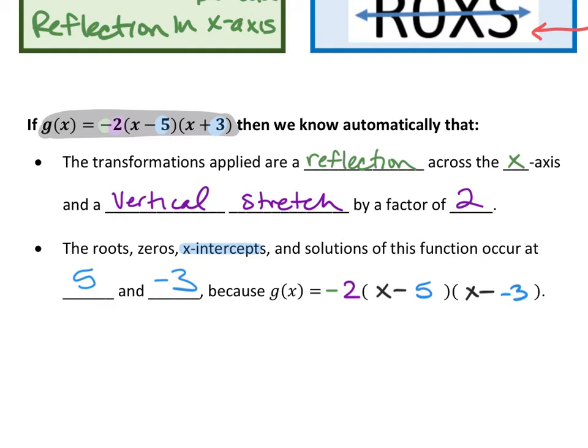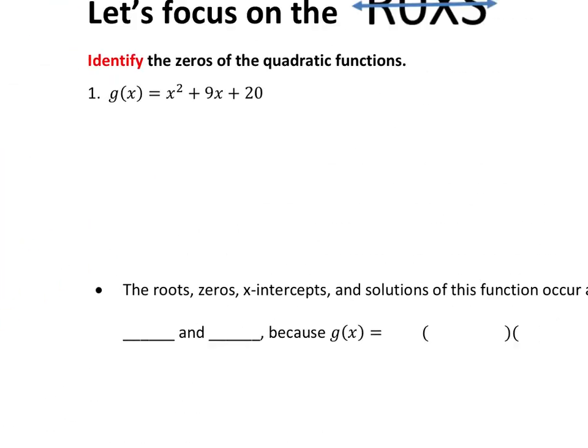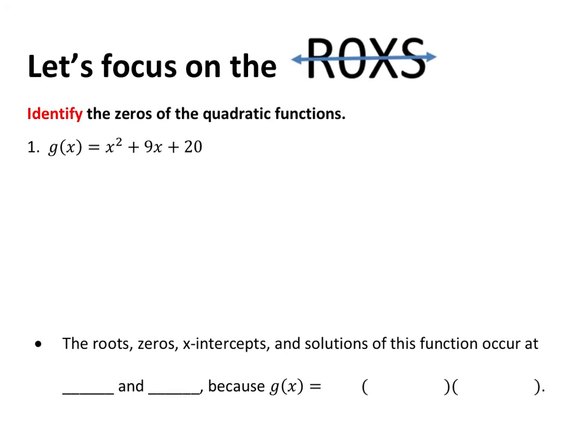So that's a very long-winded way to say, when we see intercept form, it's just like factored form, and the solutions, or the x-intercepts, are just the opposite of what you see. So here's where we put a couple things together that we've already done. Now we're going to be focusing on those solutions, not really necessarily the transformations, but we're going to identify the zeros of the quadratic function.